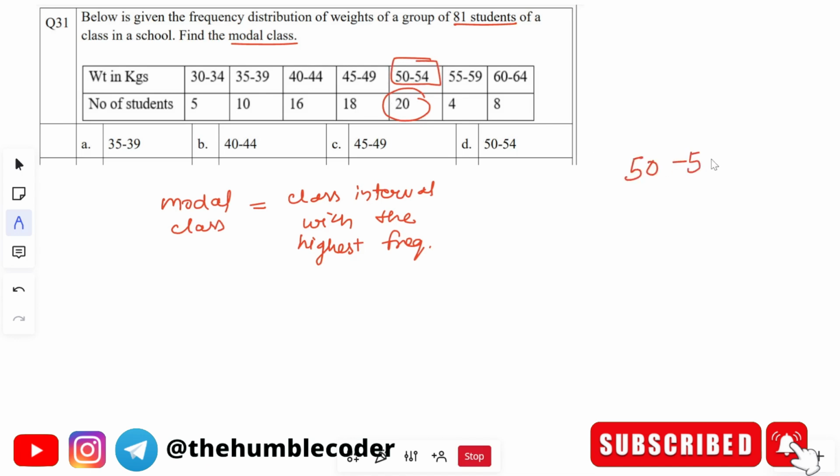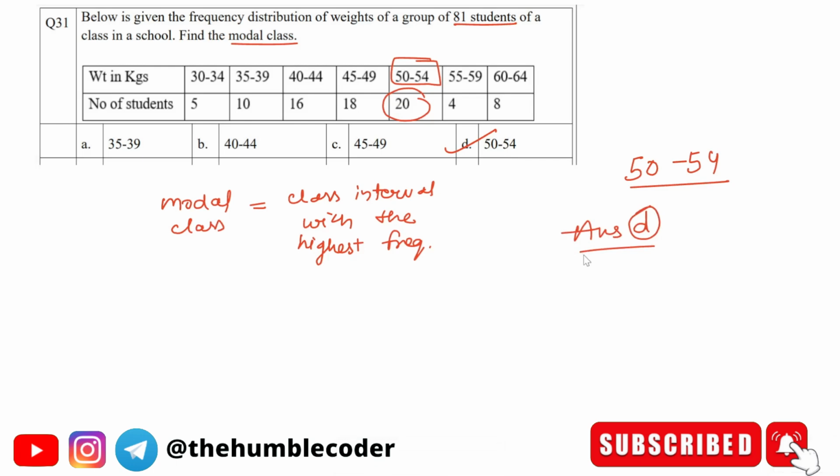Because modal class is the class with the highest frequency. So we have first of all found out which is the largest value, and corresponding to that we have given that interval. The correct answer in this case is going to be option number D, which is 50 to 54. Hope you have understood the explanation. Let's move on to the next question now.